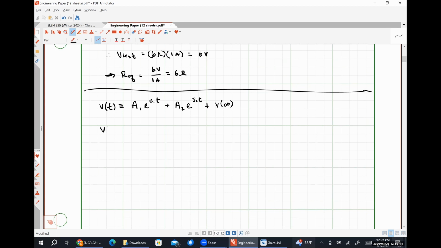At t is equal to 0 plus, this simplifies to A1 plus A2 plus V at infinity. Using the values, V at 0 plus was 0 volts. V at infinity was 0 volts. And so from this, we have the relationship A1 plus A2 is 0 volts. And this is our first equation.